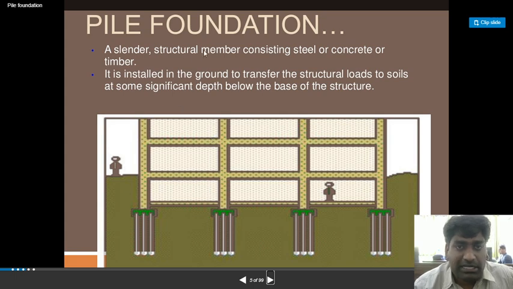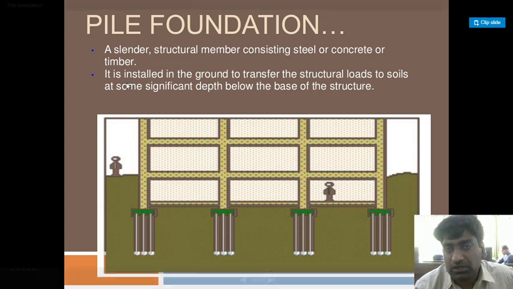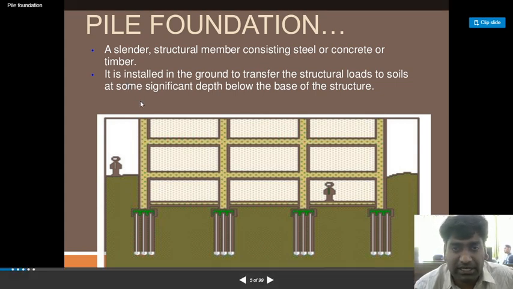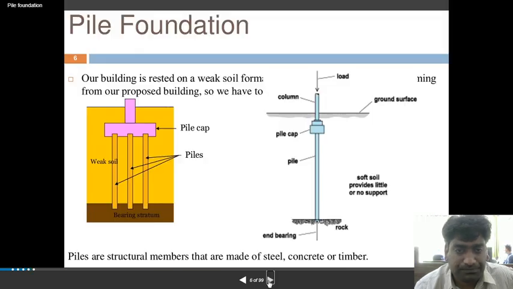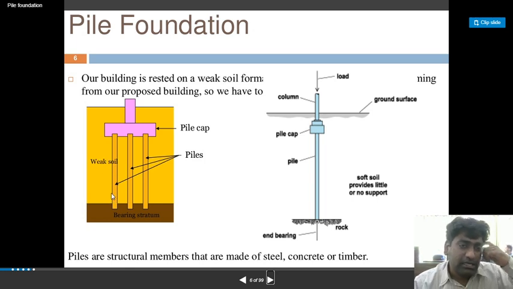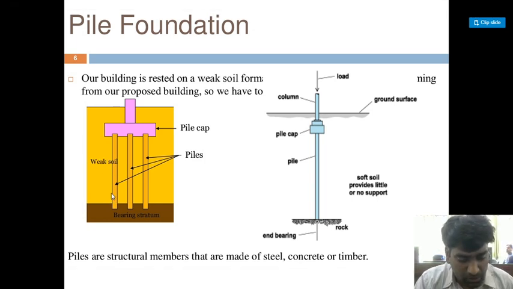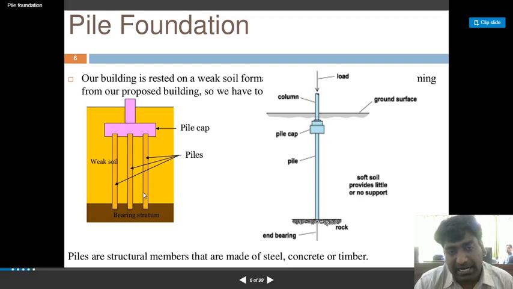A pile is a slender structural member consisting of steel, concrete or timber, installed in the ground to transfer the structural loads to the soil at some significant depth below the base of the structure. We provide a pile foundation when our building rests on a weak soil formation, when the load of the superstructure is more, or when we have a weak soil stratum beneath the superstructure.